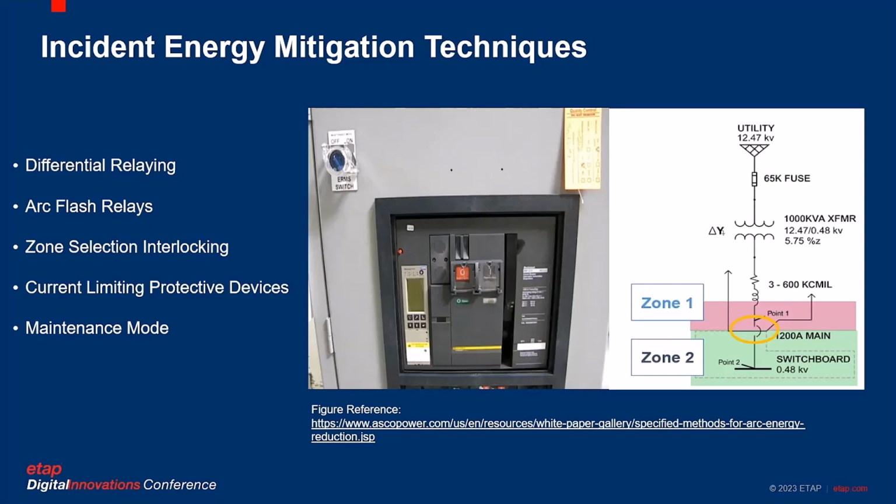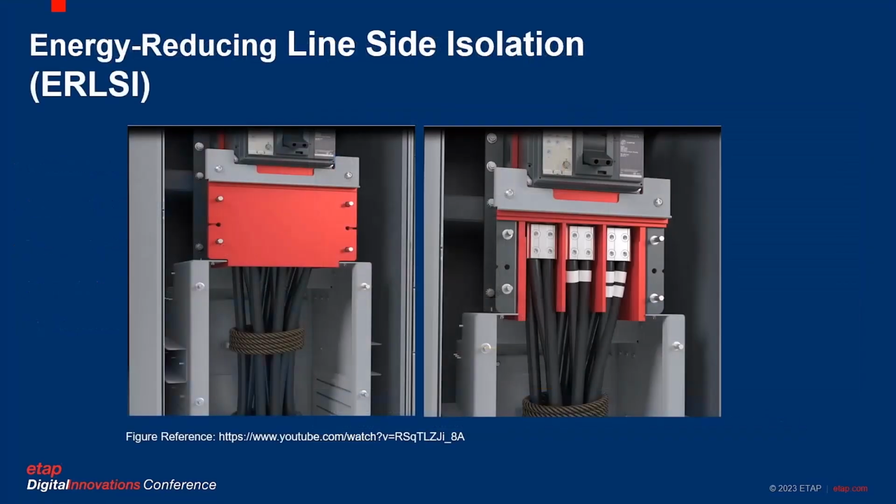So again, these are all things to check off on your list when determining which mitigation technique you can actually consider to help reduce the energy exposures for those line side arcing faults. Now, another technology to consider is the energy reducing line side isolation. This equipment encloses the line side conductors so you can't interact with them, and it also isolates the conductors themselves, as seen here on the right, to reduce the likeliness of the line side event taking place.